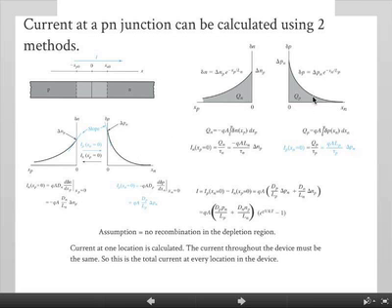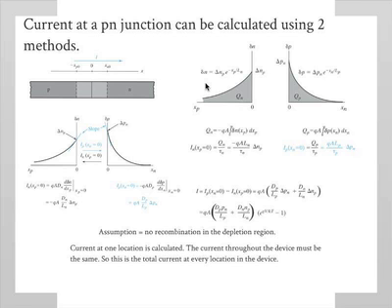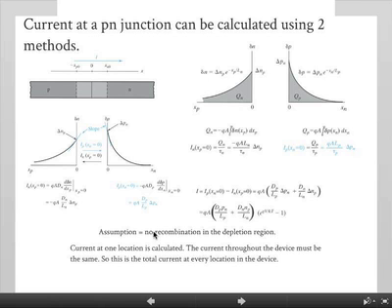The second approach is basically what we just said. It's replenishment of the charge. Because you have a certain number of charges, they get replenished every lifetime. Again, the fundamental assumption is that there's no recombination in the depletion region. Current at one location is calculated. We can calculate the hole current here, the electron current here, add them up, that's all you need.